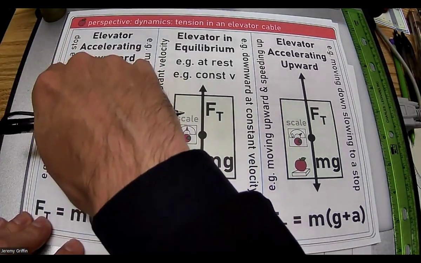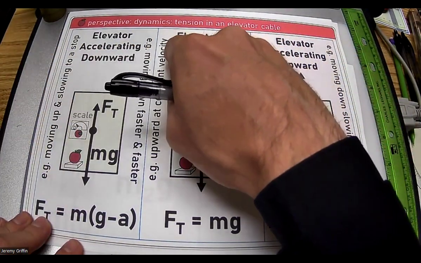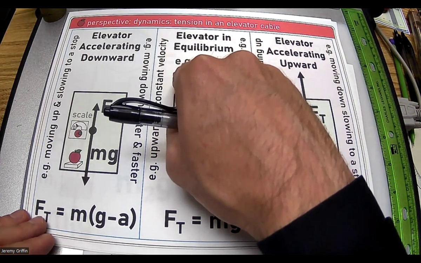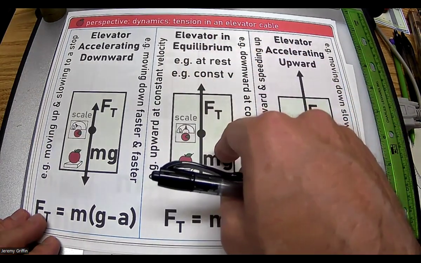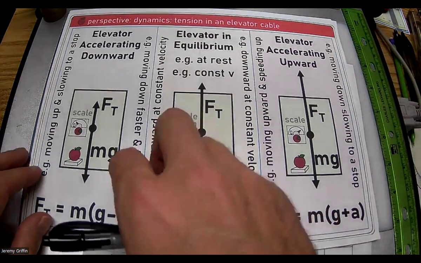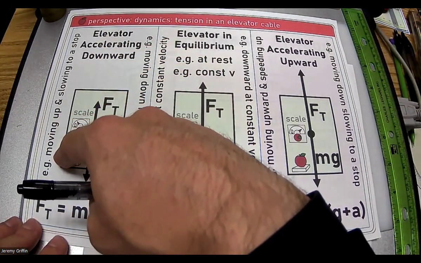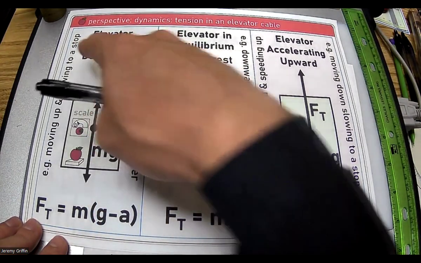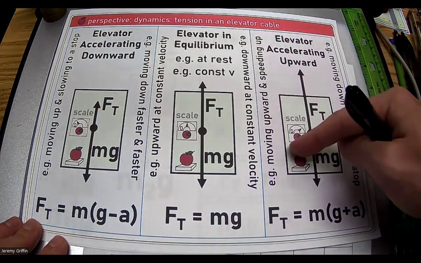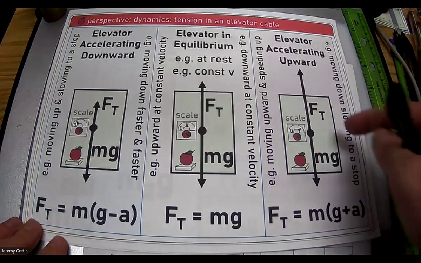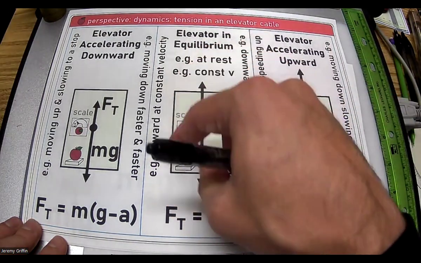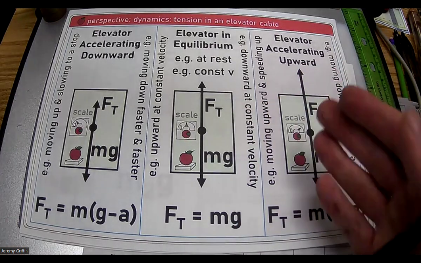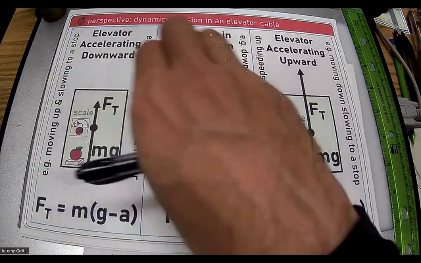Here's the three scenarios: accelerating down, accelerating up, and equilibrium, which is not accelerating at all, which might be at rest, or constant velocity, which might be moving up or moving down. But if you're standing outside of the elevator, you can't distinguish the difference. Remember, guys, there's a bunch of scenarios here. Accelerating down might be moving up, slowing to a stop, or moving down faster and faster. Accelerating up might be moving up faster and faster, or moving down, slowing to a stop. And equilibrium might be at rest, or moving up at constant velocity, or moving down at constant velocity. And if you're inside an elevator, it's kind of hard to distinguish which scenario exactly. All you know is you're in one of these categories.